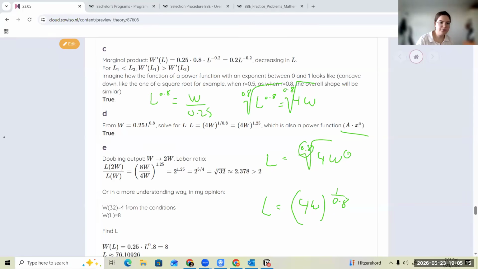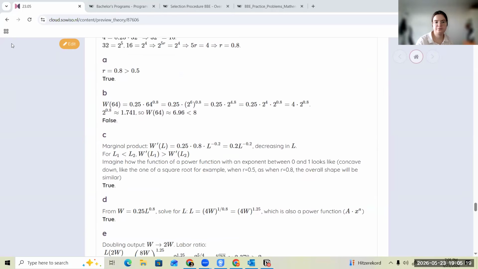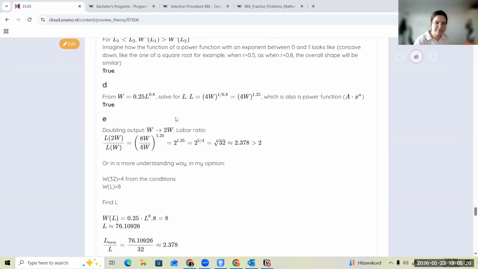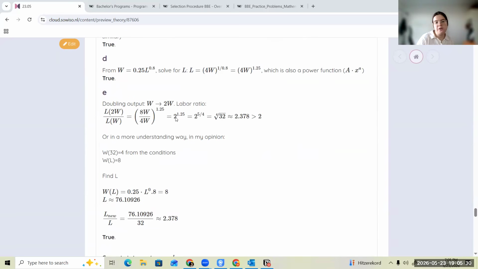Then, to double the wheat output, the amount of labor must be more than doubled. True. There is a way where you put two W's into this function and solve for L, but I don't like this way. It's kind of the mathematical way. I prefer to do the plug-in numbers way here, so I will explain that one.